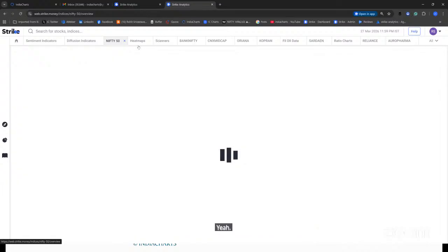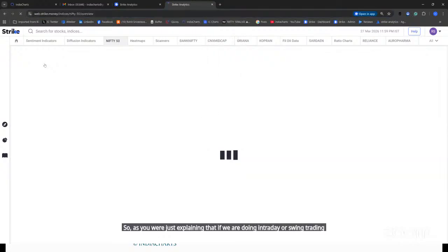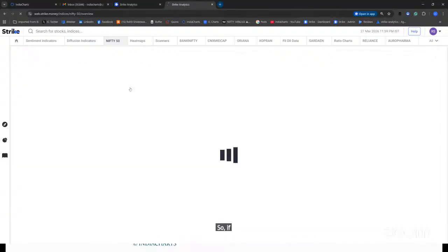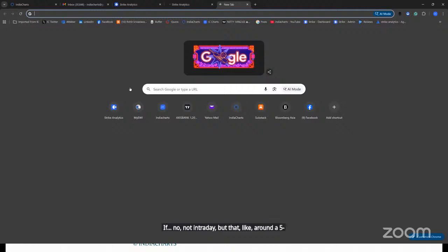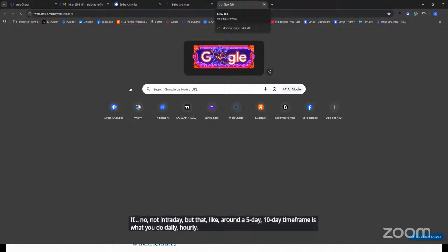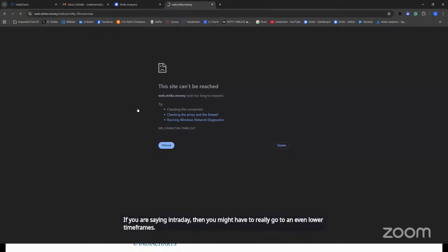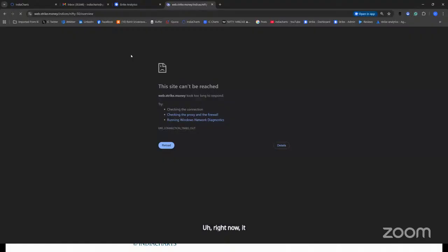As you were just explaining, if we are doing intraday or swing trading, we have to look at the daily chart, and for execution, we have to look at hourly. Not intraday, but around a 5-day, 10-day time frame is what you do with daily, hourly. If you are saying intraday, then you might have to go to even lower time frames. Then you will have to do it on the individual security because on the scanner, right now it is still hourly.